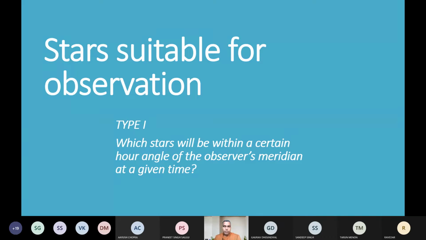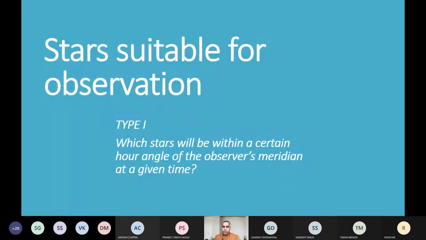Okay, so beta, this is the topic for today. So, stars suitable for observation. So this topic basically covers up question number 7 of our paper. Most of the time, the question number 7, which comes in our MMD paper, is based on this concept of stars suitable for sight or stars suitable for observation.